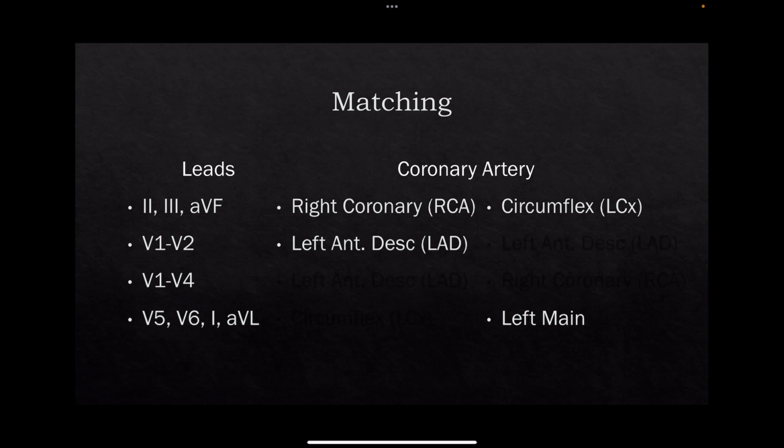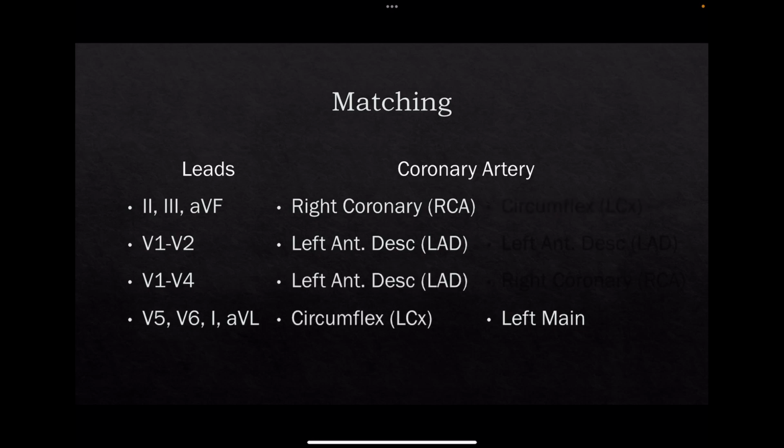What other vessel feeds the more anterior part of the heart? Here's your left anterior descending as well. Oh, left main was kind of both. But circumflex is for your lateral leads.